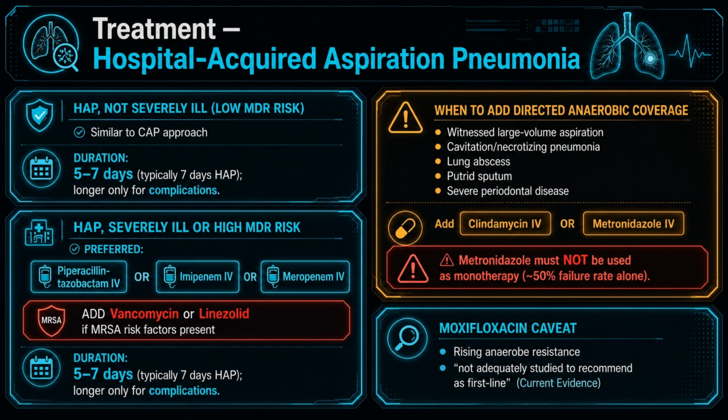When do you add directed anaerobic coverage beyond these selections? Only for high-risk presentations: witnessed large-volume aspiration, cavitation, lung abscess, putrid sputum, or severe periodontal disease. In these cases, add intravenous clindamycin or metronidazole. A critical caveat: metronidazole must never be used as monotherapy for aspiration pneumonia, as it has an approximately 50% failure rate when used alone. And remember the current clinical warning that anaerobe resistance to moxifloxacin is rising, so it is not adequately studied to recommend as first-line therapy.